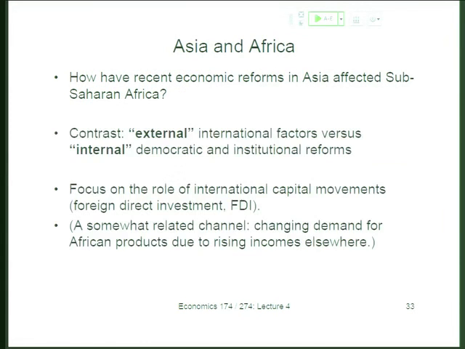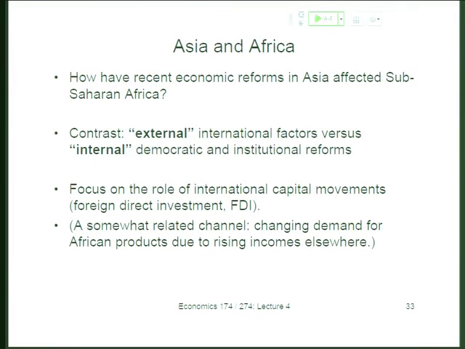And what I want to do is contrast the kinds of internal factors, like these institutional reforms that are embodied in A, from external international factors, like the availability of foreign direct investment and the targeting of foreign direct investment. That's one sort of external factor. Another sort of external factor that we're not going to model directly, but you could think of in related terms, and we'll come back to, is the effect of Asian growth on global prices, like global commodity prices. So those are going to be the two main external factors I want you to think about.